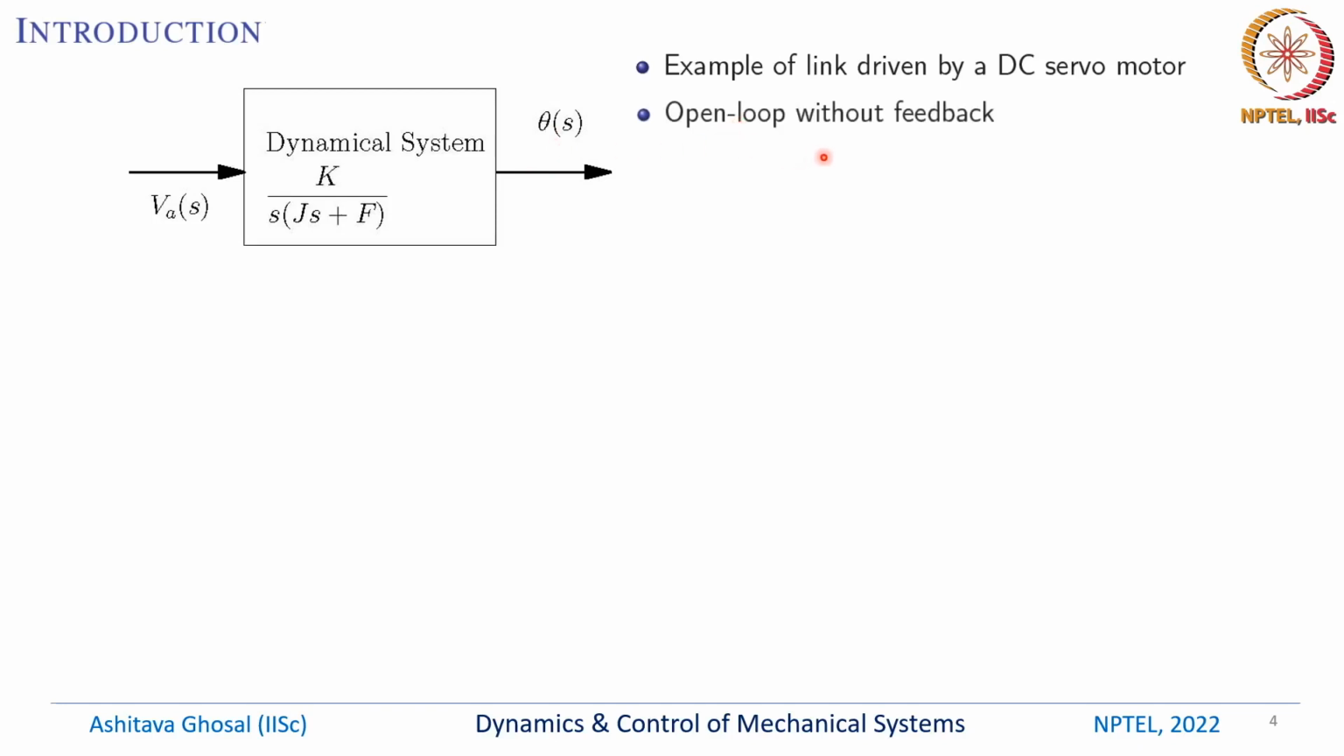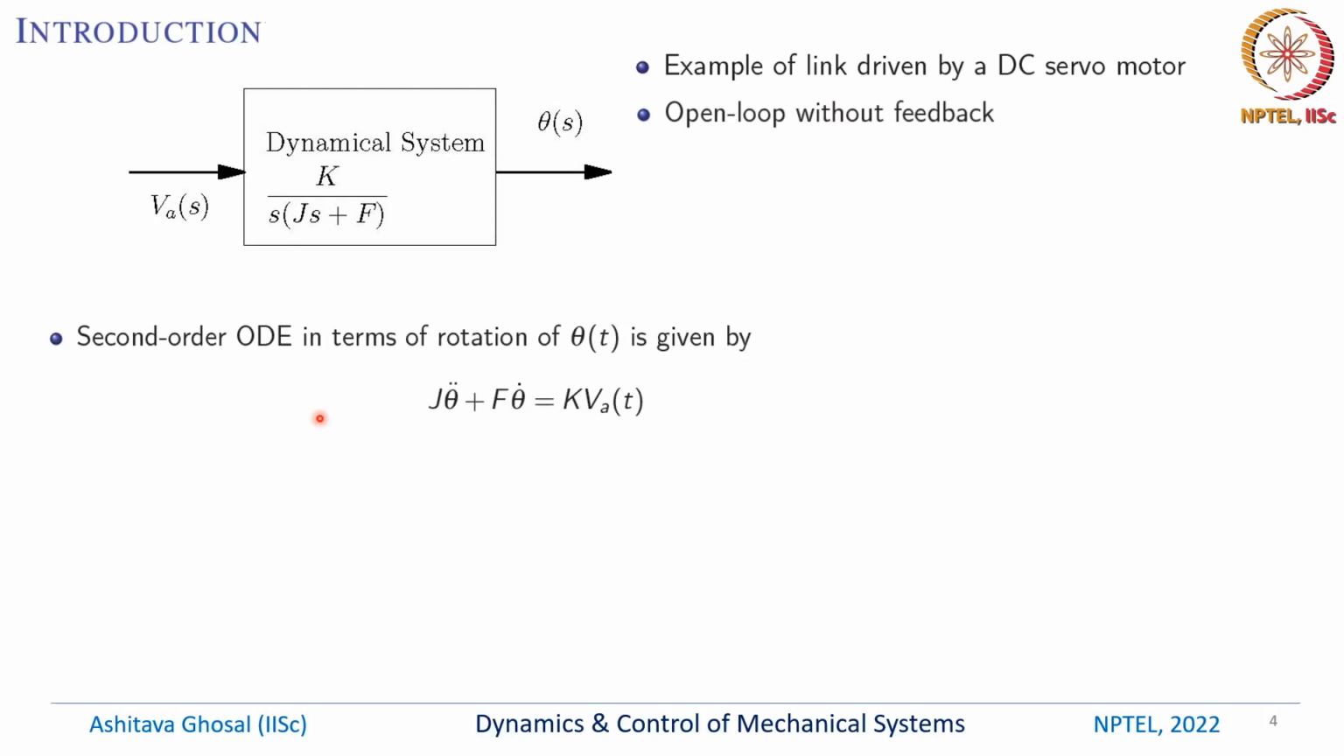This is the open loop transfer function of this link driven by a DC servo motor, open loop because there is no feedback. This is a second order ordinary differential equation in terms of the rotation theta of t, and the second order ordinary differential equation is given by j into theta double dot plus f into theta dot equals k into Va of t. So this is readily seen from this S domain.